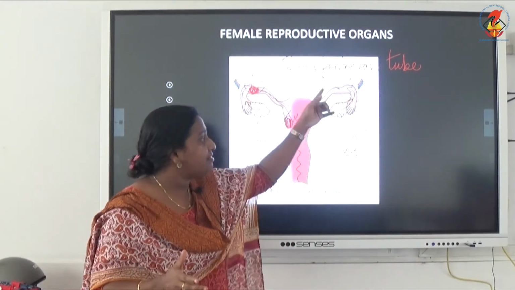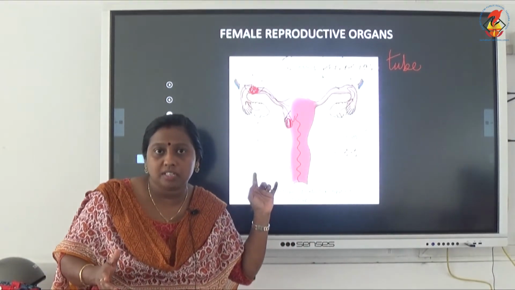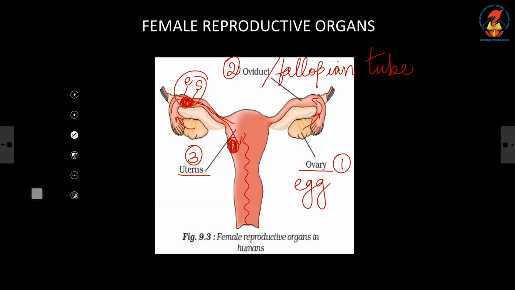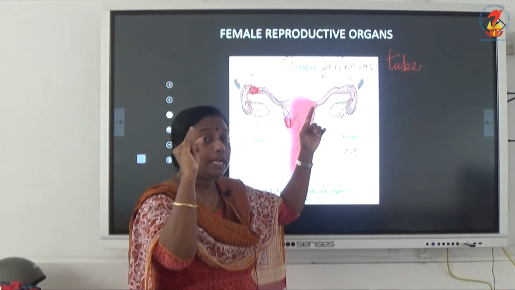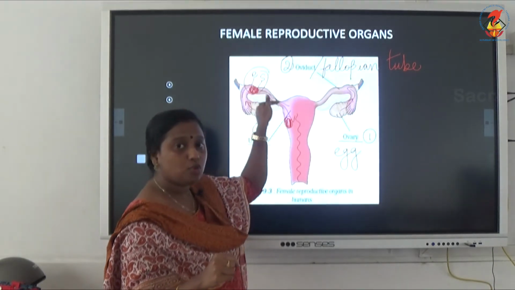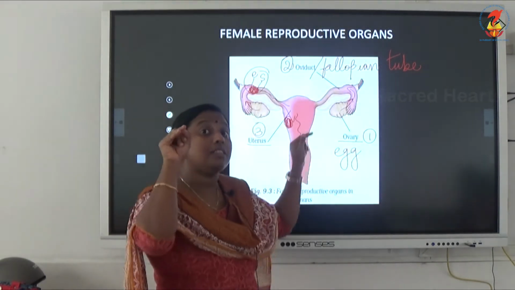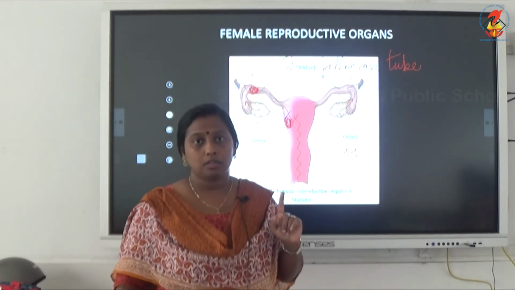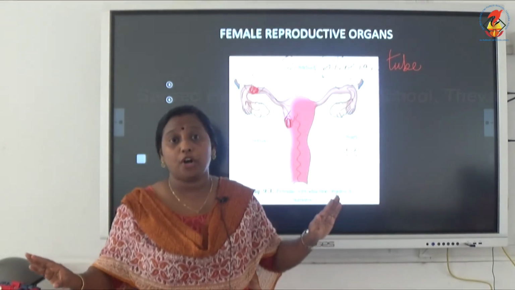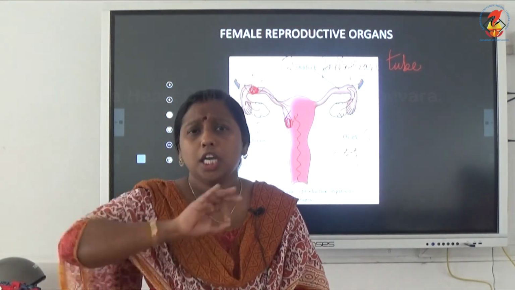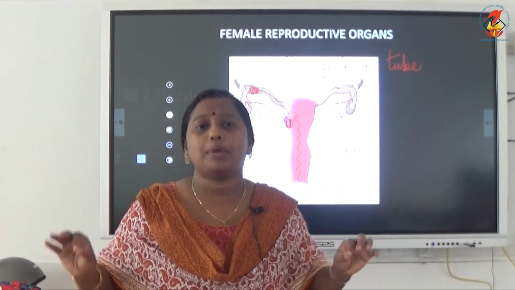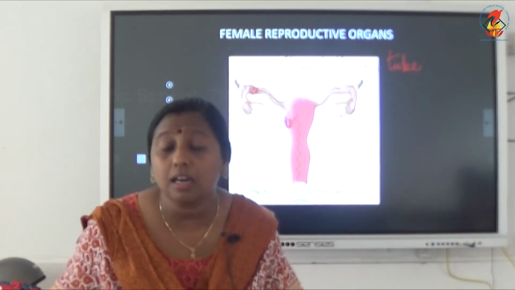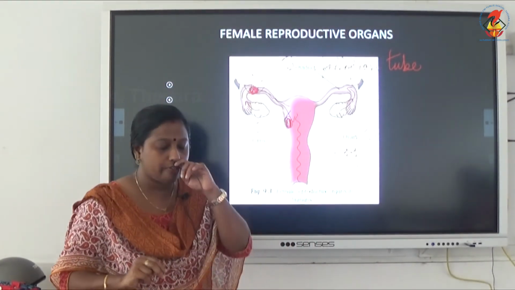Okay, so you understood the three different functions of the three parts of the female reproductive system. Ovary will release the female gamete called the egg. Fallopian tube will take the egg towards the uterus. Fallopian tube actually has two functions. Number one, it will take the egg towards the uterus. Number two, it is in the fallopian tube that the fusion of egg and sperm occurs. Nowhere else in the human body can this fusion occur. It occurs only in the fallopian tube. So, that is the second function of the fallopian tube.